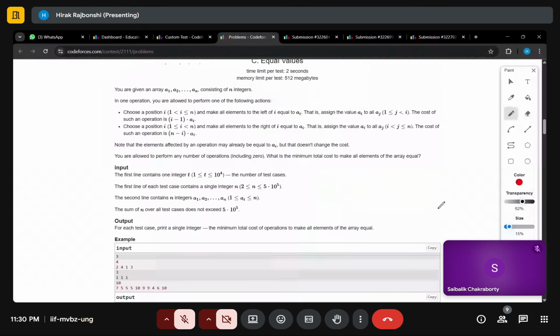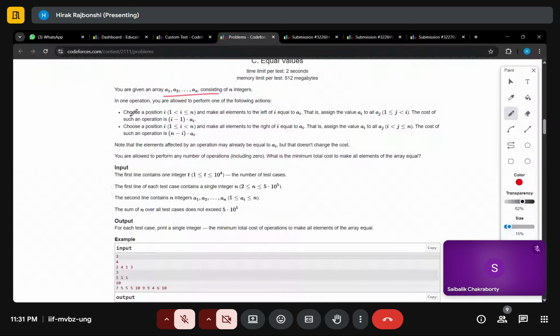So in this question you are given an array, and you are allowed to perform one of the following two actions. In one operation, that means you can perform this multiple times, but in one operation you are only allowed to perform one of these actions.